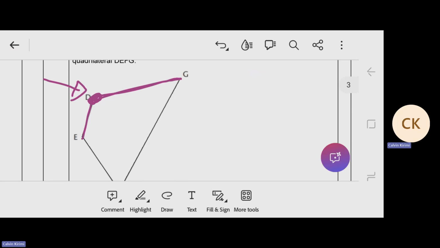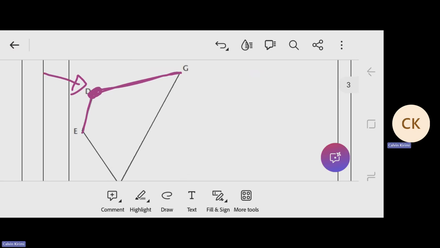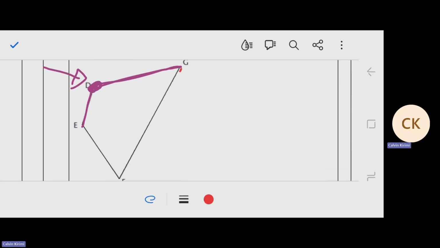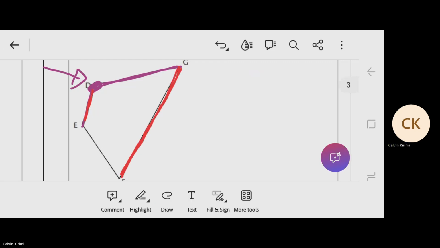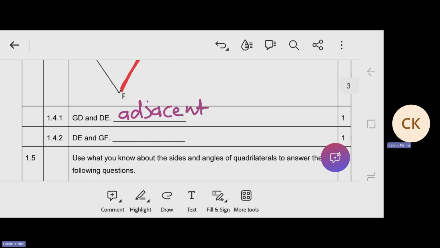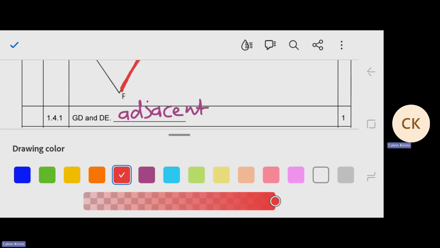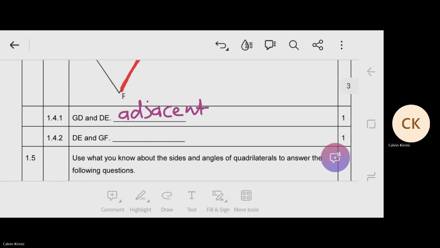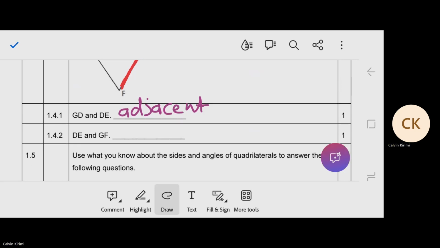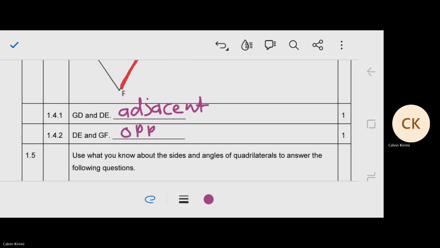If you are given DE and GF, you can see that they are not sharing any corner or common vertex. That is GF. This is DE. They are not sharing any vertex or corner, which means those two sides are opposite. That is how you check if the sides are opposite or adjacent. So in this case, the sides are opposite.